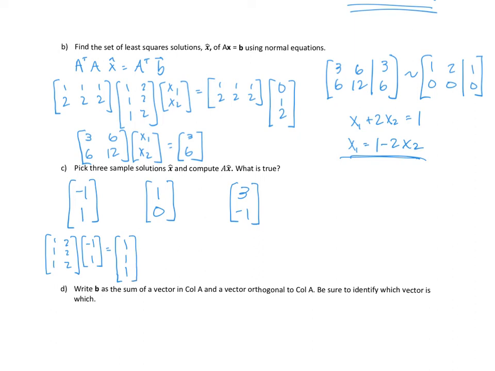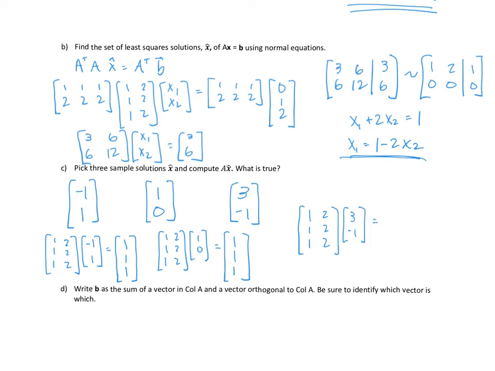Okay, and then I'm going to do the same thing for 1, 0. 1, 1, 1, 2, 2, 2 times 1, 0. And I get 1 plus 2 times 0, so that's 1, 1, 1. And then for the third vector, 1, 1, 1, 2, 2, 2 times 3, negative 1, I'm going to get 3 minus 2, which is 1, 1, and 1. So it's always the same. I'm always getting the same thing.